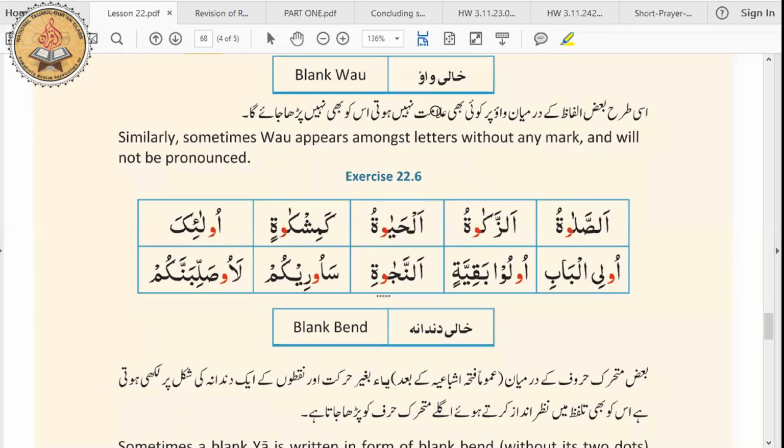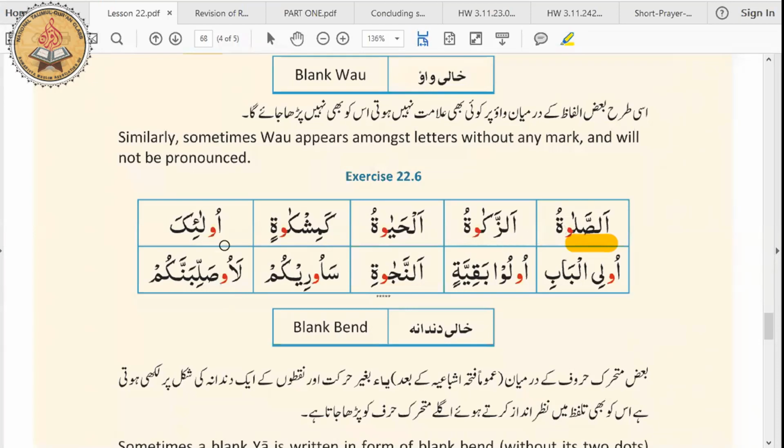Alhamdulillah. So now we practice a couple of words from exercise 22.6, and it is about blank wow. Sometimes wow appears amongst letters without any mark. When wow has no mark on it, it is called blank wow and will not be pronounced. So we will not include it in our recitation or pronunciation. So how do you read this word? Can you recite it, please? As-salatu. So it is as-salatu.